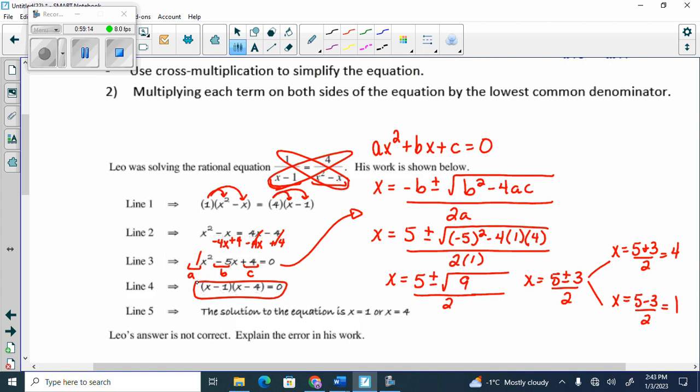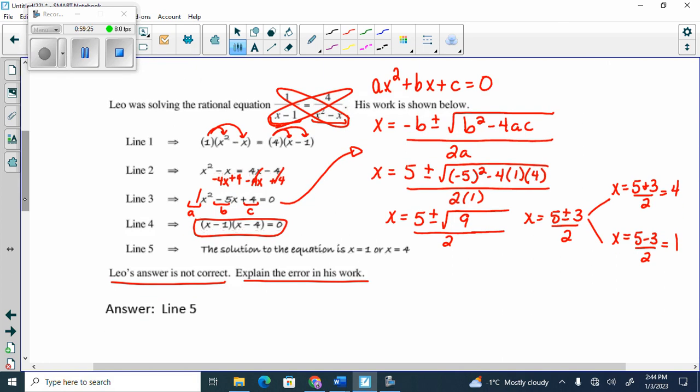Okay? But it says here, Leo's answer is not correct. Explain the error in his work. NPVs, non-permissible values. That's why if you do cross multiplying, you have to watch yourself. This one is 1 over x minus 1 equals 4, and then we take an x out, and then we're left with x minus 1. So we actually have x can't equal 0 or 1. Look at that. One of our answers is 1.